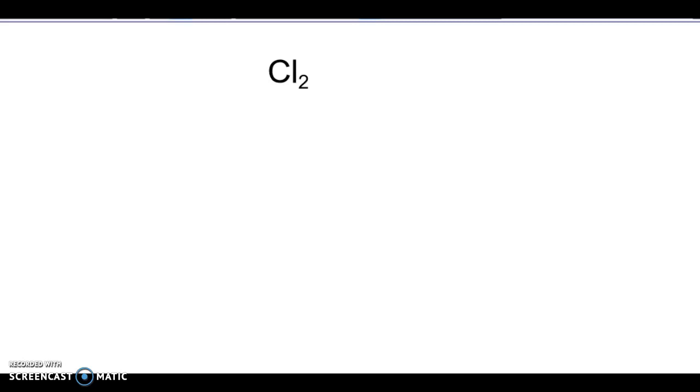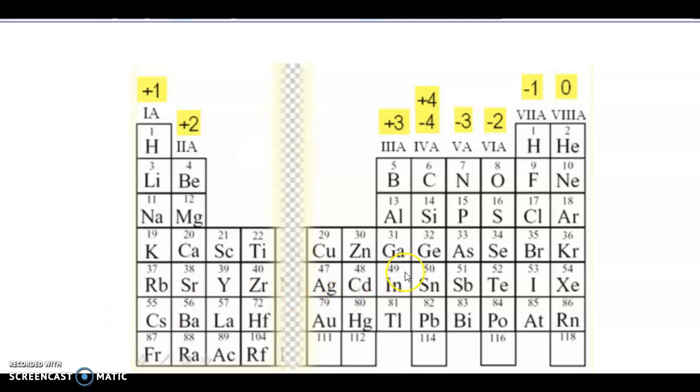If we look at the same chart that we looked at yesterday, we know that in an ionic bond, chlorine is always going to take one electron. In a covalent bond, chlorine is always going to form one bond. Because chlorine, fluorine, bromine, iodine, everything in the halogen family has 7 valence electrons, it wants to get 8, so it's going to form one bond to get to that 8.